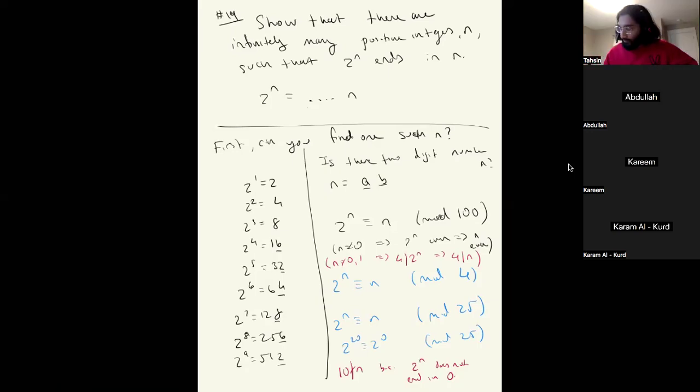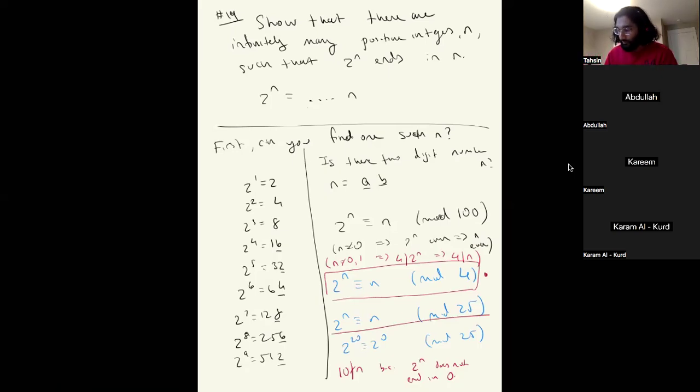So this part of the thing actually comes for free. Does that make sense? Once n is divisible by 4, we don't need to worry about this, and so we only need to worry about this one. Does that make sense?